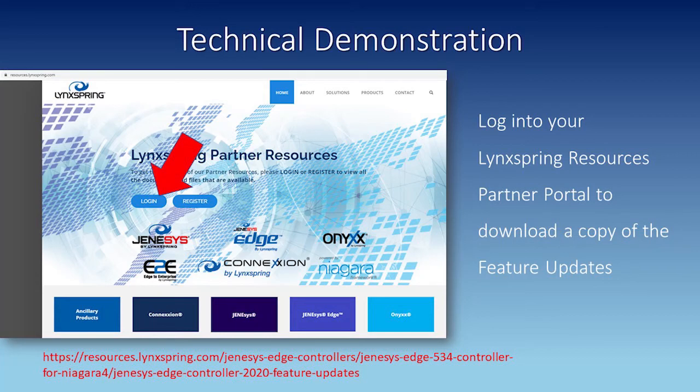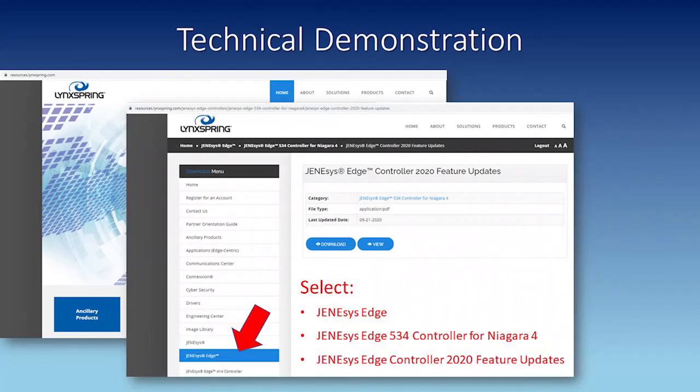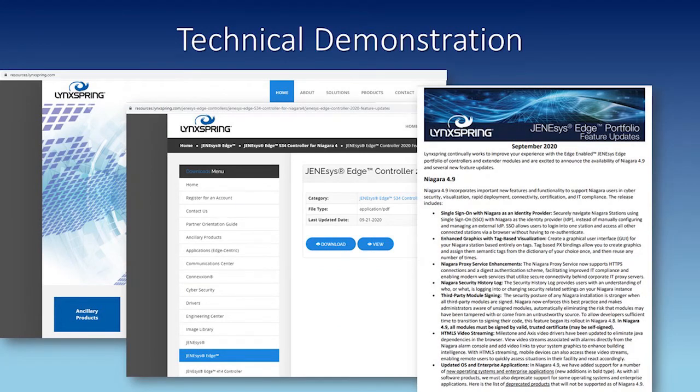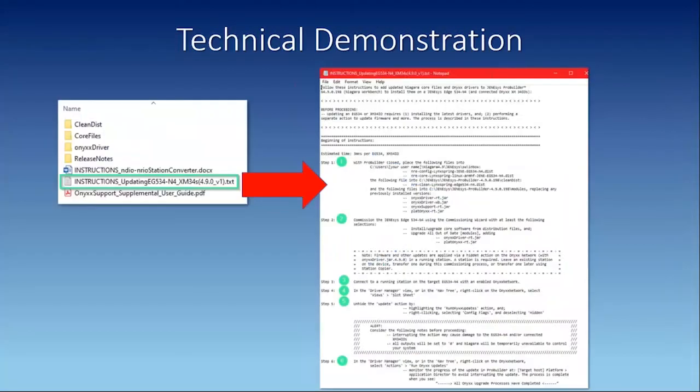It's just like any of the previous updates that we've had for our Edge portfolio products, where you go to our resources.linkspring page and log in, and then you'll be able to select Genesys Edge and select the product that you have, and then you'll have access to all the different versions that are supported for each product. Inside the download that you get, there are instructions on how to access the file system that you need and also put the modules in the correct place and then perform the commissioning and the firmware update process.